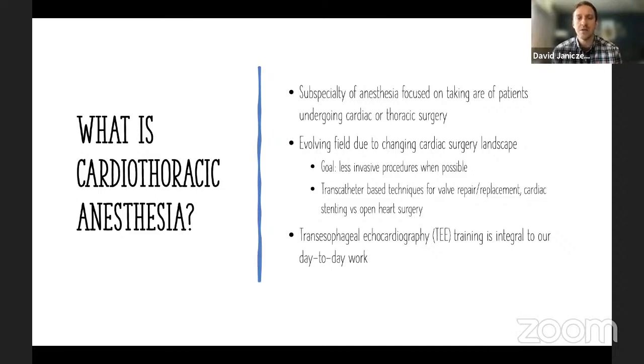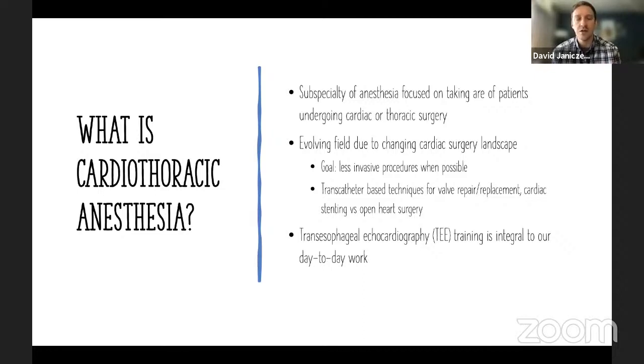I'll go into a little bit more depth into some other types of patients that we take care of, but those are the big two. This field is evolving due to the changing cardiothoracic surgery landscape. The goal with that is being less invasive procedures when possible.